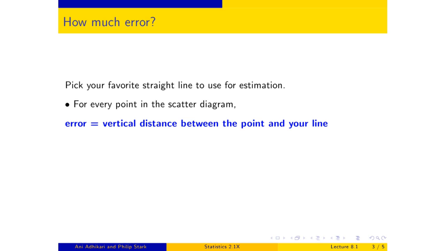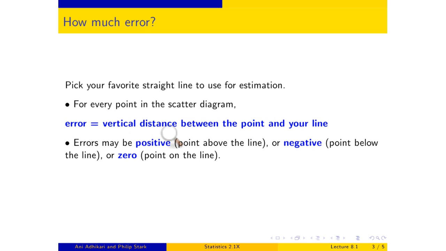And so if we summarize what we've just seen, you pick the line you like best to use for estimation, and you put it through the scatter diagram. Then for every point in the scatter diagram, your line makes an error, and that is the vertical distance between the point and the line. And we just observed that some of these errors are positive, some are negative, and some are zero. And if you've got a list of positive and negative numbers, errors typically, and you want to know roughly how big those errors are, then what do you do? You've done it before.